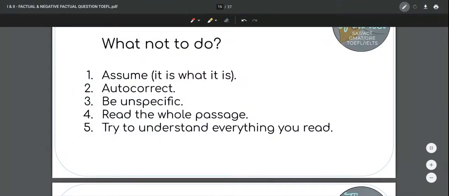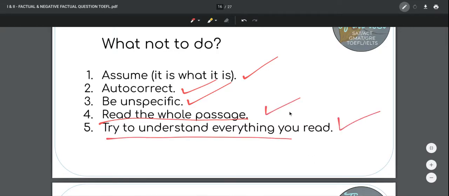Okay, what we do not want to do: we don't want to assume, just like with the factual question. We don't add extra information. We don't want to autocorrect. We don't want to say, maybe the author wanted to say this. No, the author wanted to say what the author said. Don't want to be specific. We definitely don't want to read the whole passage, and we definitely don't want to understand everything we read.